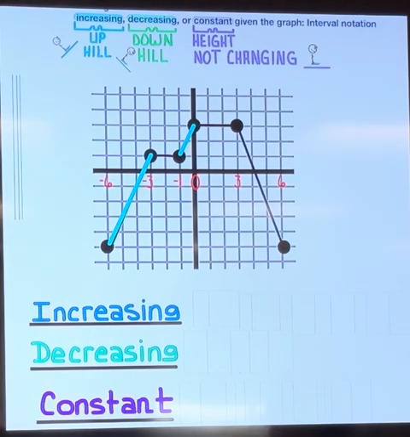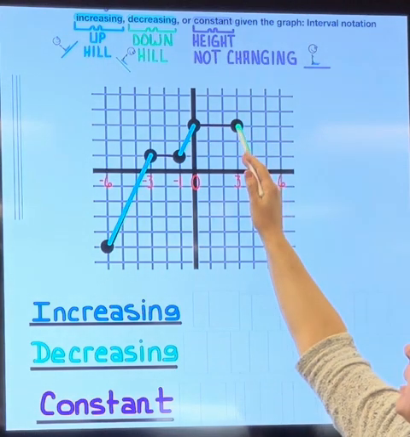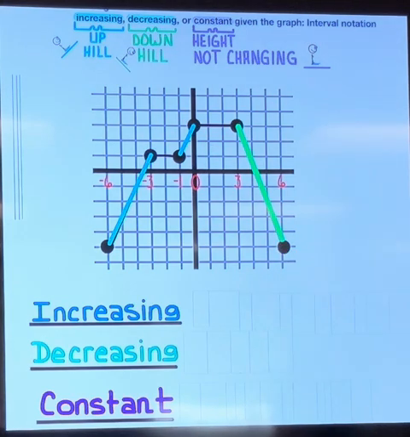Then we are going downhill from here to here, and then constant. We're going to be constant going straight across right here, and we're also going straight across right here.